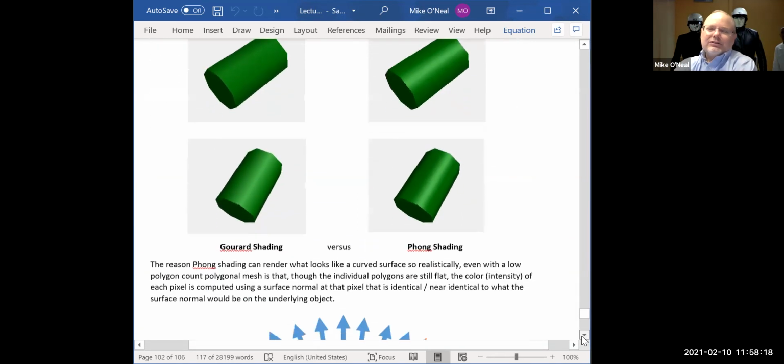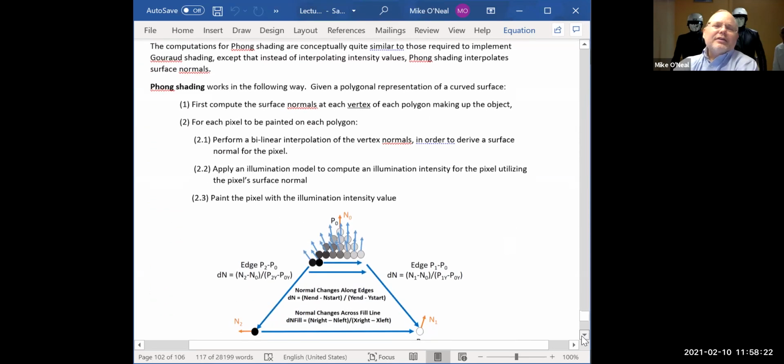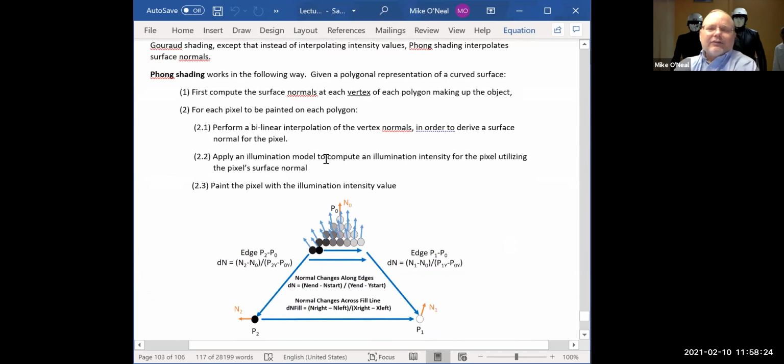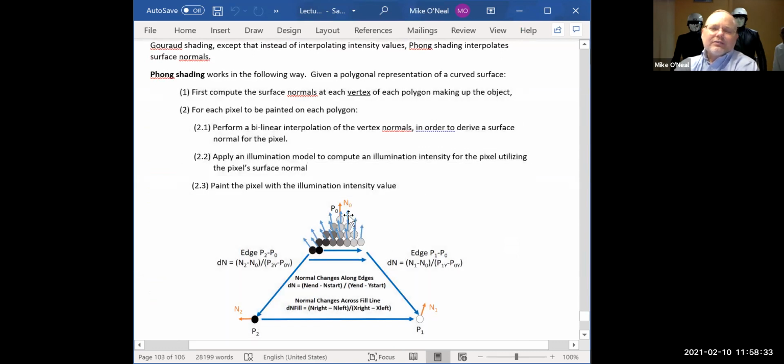So you're still saving a tremendous amount. Okay, so what does Phong look like? Well, I've already told you. Here's the pseudocode for Phong, and a picture showing you exactly what's going on. We'll start with the picture.